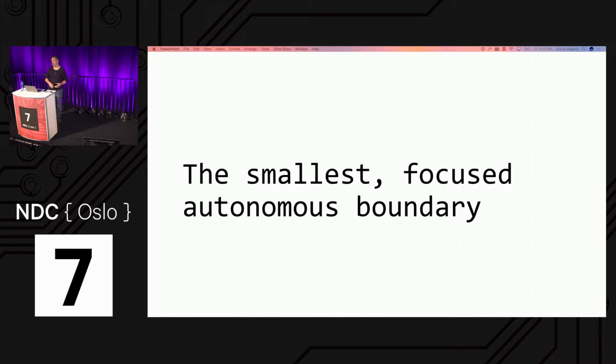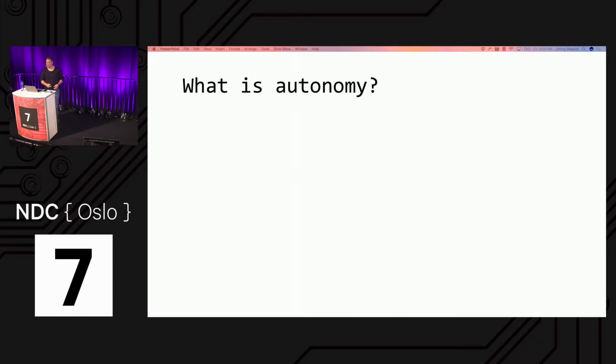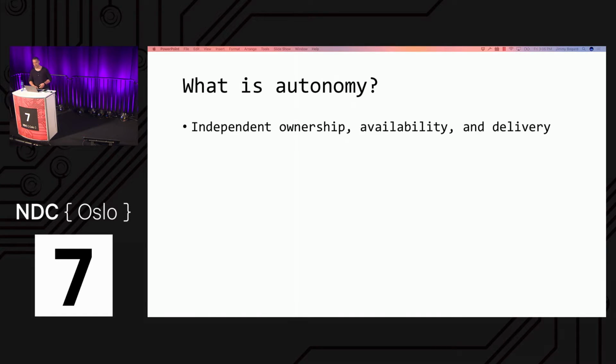Autonomous is something we're going to be talking about a lot during this talk, because composite UIs are the thing that throws a wrench into the entire autonomy principle. Autonomy means a lot of things. First of all, it means independent ownership, availability, and delivery of our service. Typically this is a full stack team, all the way from the product owners and business analysts to testers and deployment. One team is responsible for the entire delivery of this one individual service.